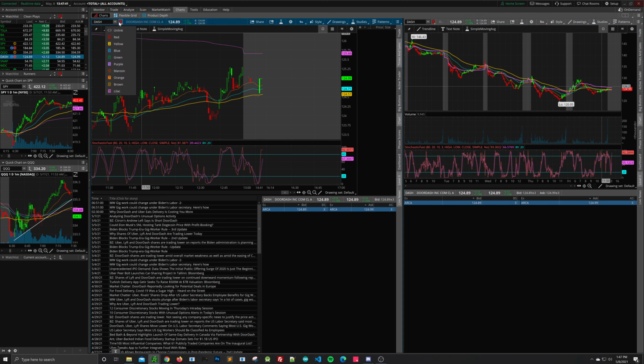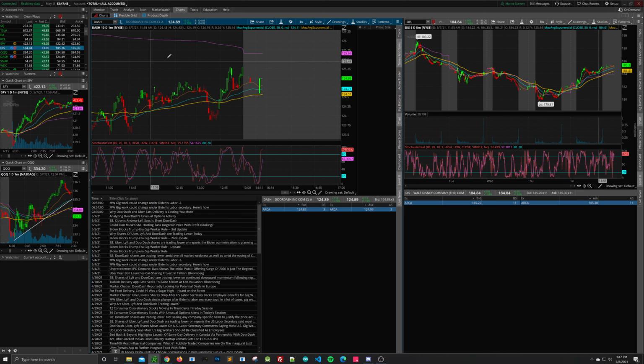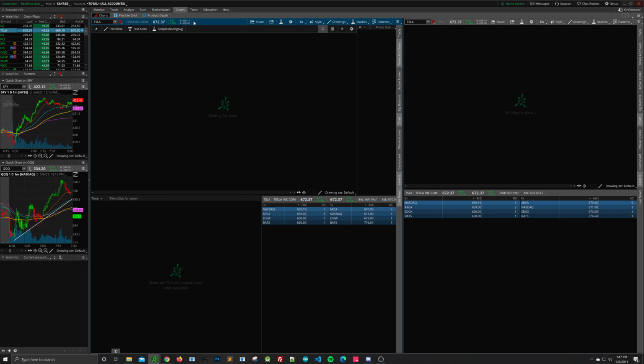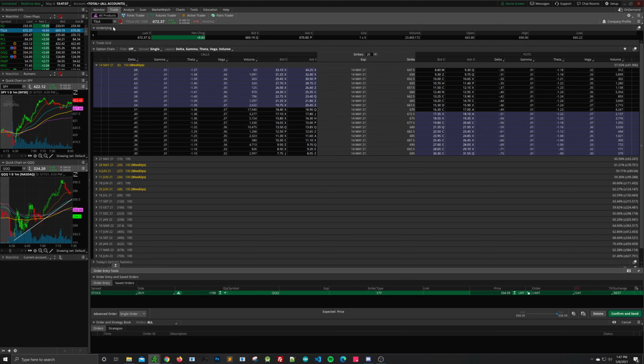And if I unlink them, you can see that only this chart changes because this chart, the left side, is unlinked. So let's link it back together, go to Tesla and see how it links properly. So this is useful for using the trade tab.